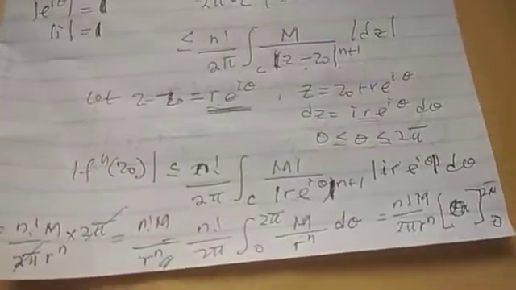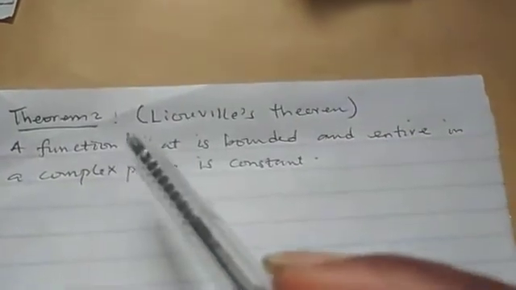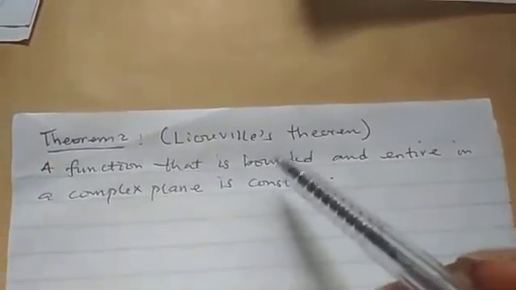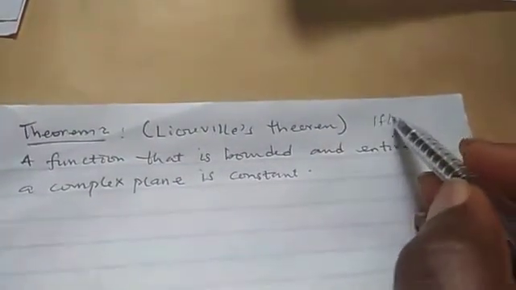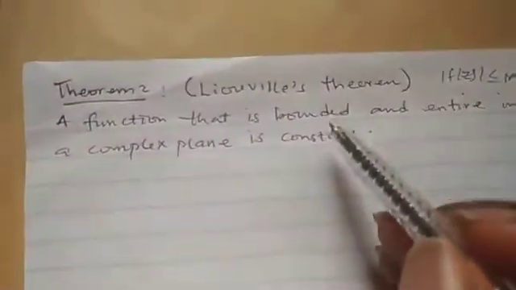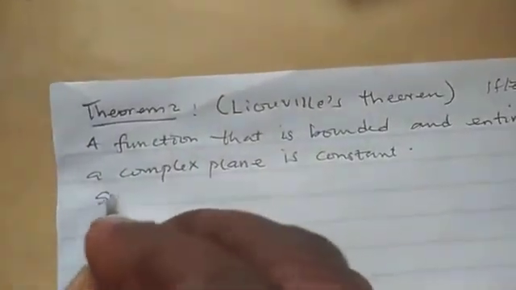Let's consider another theorem. Our theorem 2, we call it Liouville's theorem. The theorem says that if a function is bounded and is entire in the complex plane, then the function is constant. That is, if the absolute value of that function is less than a certain M, and it is entire in the complex plane. We know what entire means: the function is analytic everywhere in the complex plane. So Liouville's theorem says that this type of function is a constant function. So let's prove it.